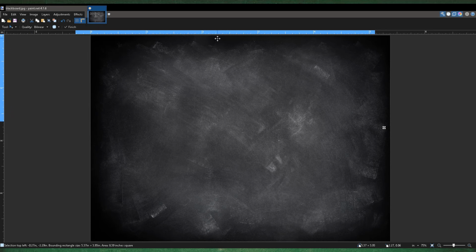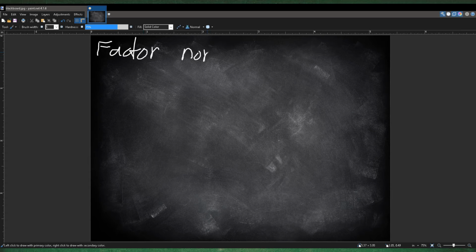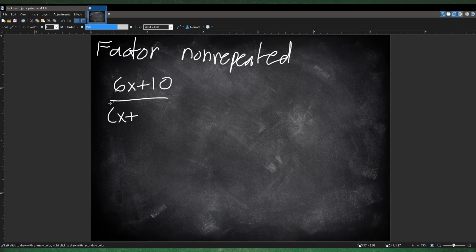Anyways, let's start with the beginning one, which talks about factors. This is the most normal one, the factor case with non-repeated factors. So this would be case 1 out of 4 cases. I'll just write an example out for you. Let's say you have 6x plus 10 divided by x plus 1 times x plus 3.